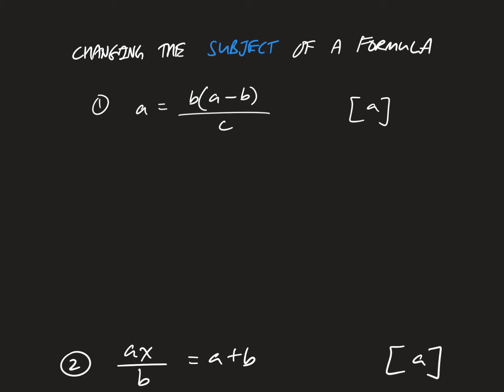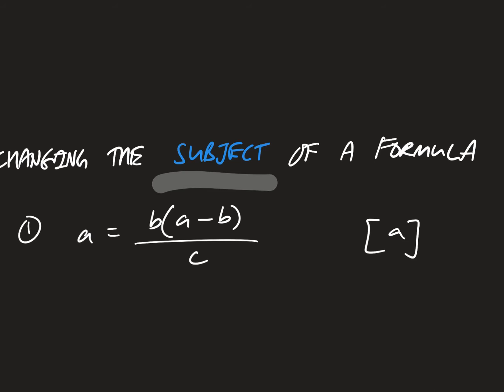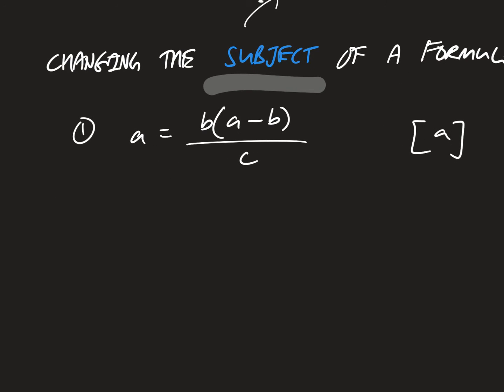Anyway, this is question 1. What's so different about these questions in part 4 compared to part 1 and part 2? The main difference is that, remember, when we want to make something the subject, let's say you want to make A the subject, then it means A on one side, everything else on the other side, and there is no A, right? And so in this case, you look at this question, you want to make A the subject.